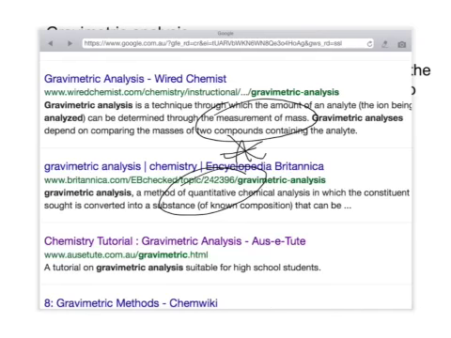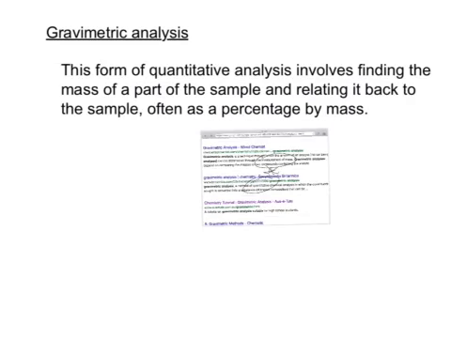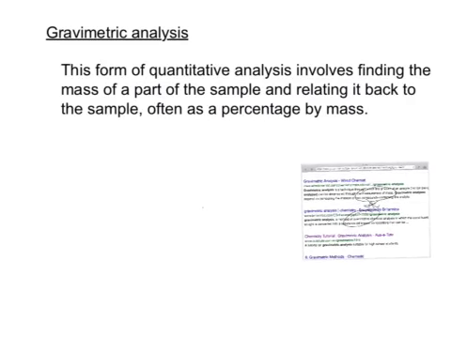So if we then have a look at our definition here, what are we going to be doing? And how are we going to be implementing this technique? We're talking about quantitative analysis, which involves finding the mass of a part of the sample, or various parts of a sample. And what we want to do is relate it back to the total mass of the sample, and often as a percentage.